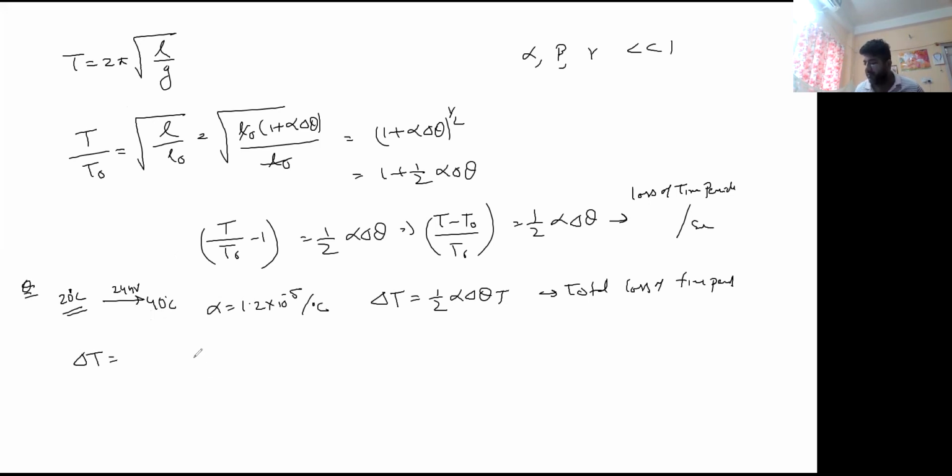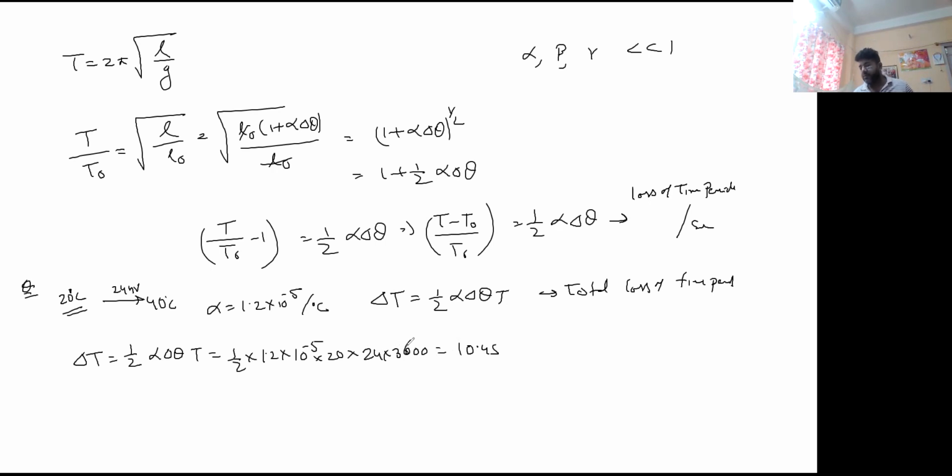So what do you mean by alpha? Alpha देखो यहाँ पे everything is given: half alpha del theta into total time. So half, 1.2 into 10 to the power minus 5, change in temperature 20, and total time period is 1 day, that is 24 into 3600. When you calculate this, you get almost 10.4 seconds.